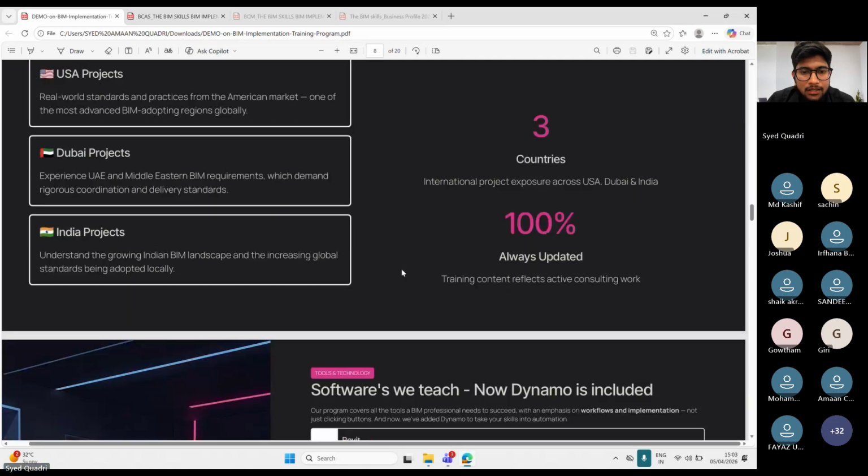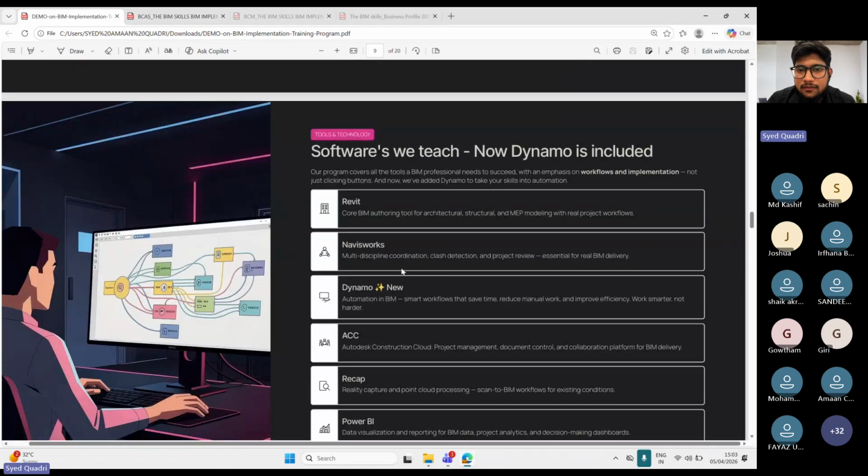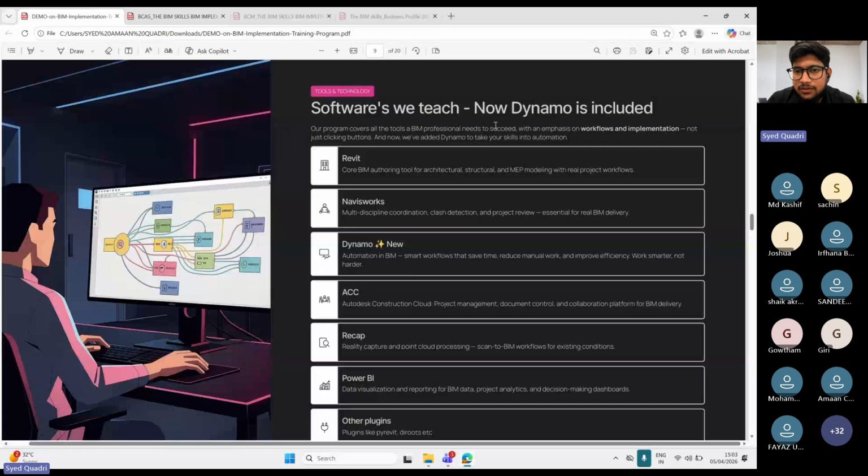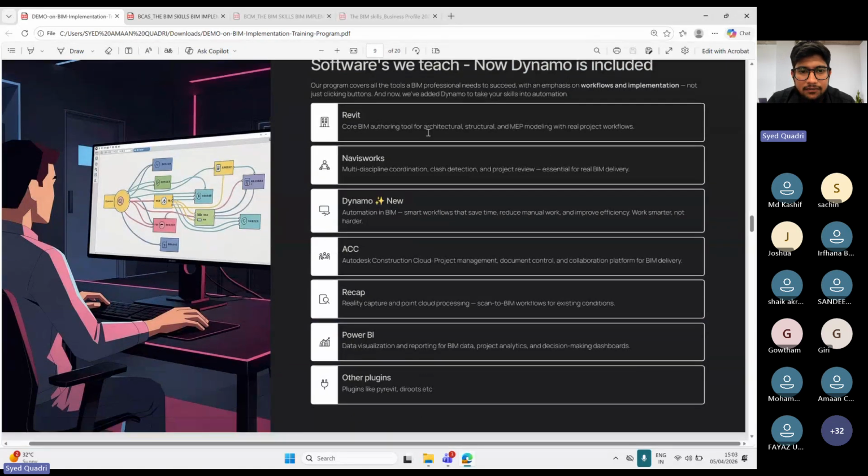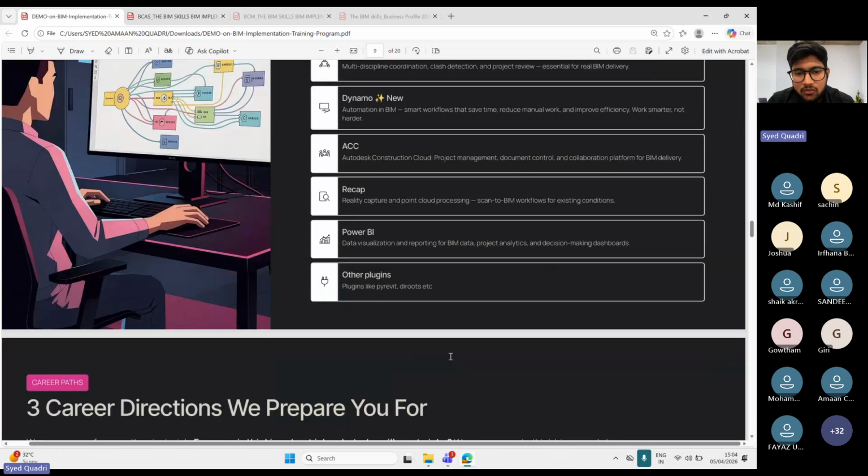So the next thing, what softwares we teach. Now Dynamo is included. It's not optional. Previously, it was optional, but now during the training, we will use Dynamo. Along with Dynamo, we already have Revit, Navisworks, Dynamo's new ACC, Recap, Power BI, and other plugins. So in total, you need to learn 6 softwares and other plugins like PyRevit and iRoots. And there are many plugins we can use during the training.